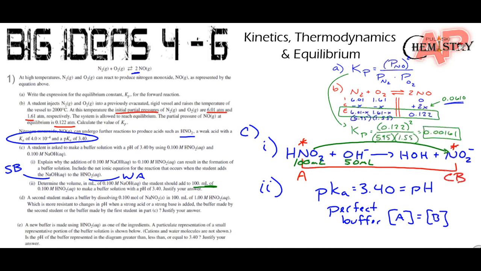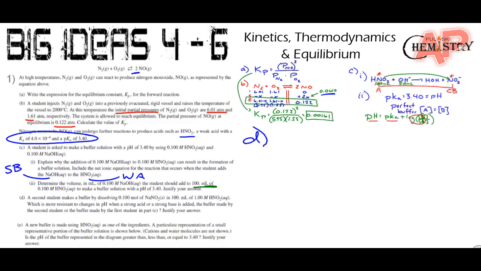And we know that by the Henderson-Hasselbalch equation, where we have pH equals pKa plus the log of the base over the acid. So the resulting pH will be 3.4 because I'll have equal amounts of acid and base, which make this 1, which makes this whole relationship right here 0. So then my pH will equal my pKa.